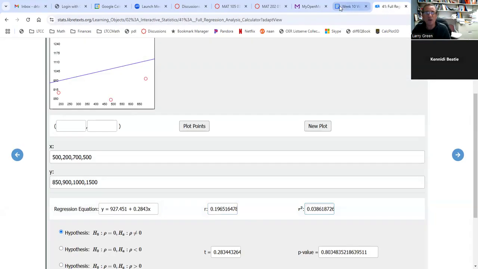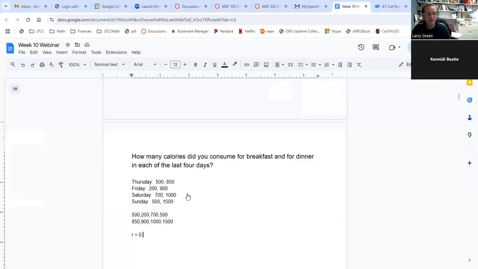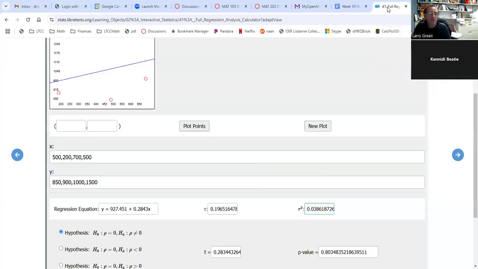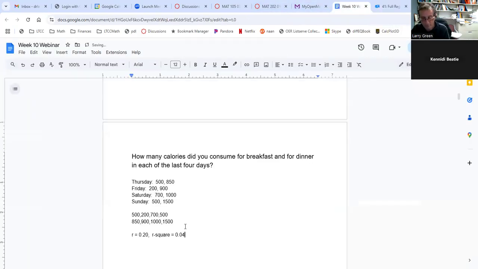So again, R was 0.20. And it is important you know how to round things. And R squared, I'll write it as R square, because for some reason most people write R square, not R squared. So I'm going to do what most people do. And R square was 0.04 approximately. Any questions so far? No. Okay, let's look at this R.